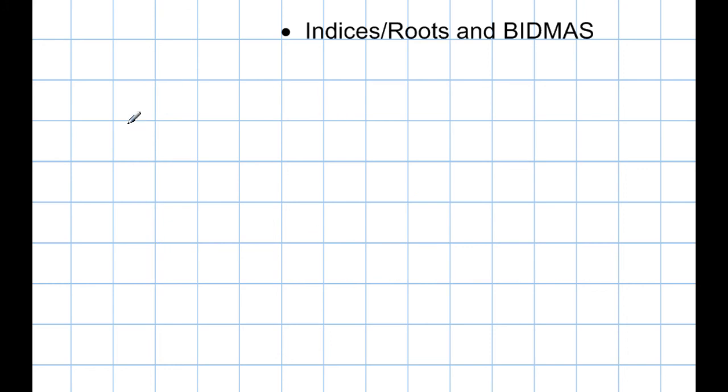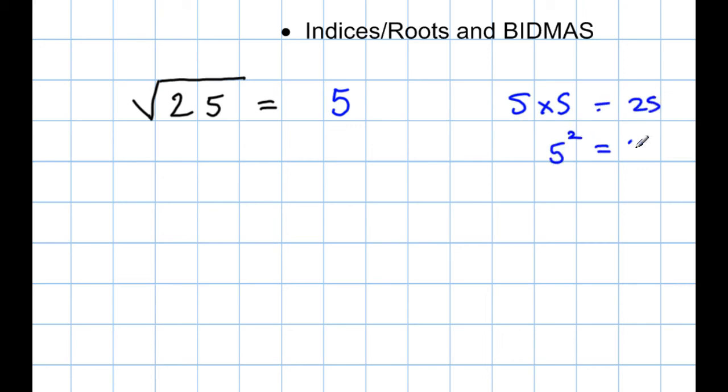Roots, what are they? Well, the main one you're going to be interested in at grade D is this one here, the symbol here, the square root of 25. What they're after you working out is what number times itself, that is squared, equals 25, and the answer is 5. So the square root of 25 is 5, because 5 times 5 equals 25, or using index notation, 5 squared equals 25.